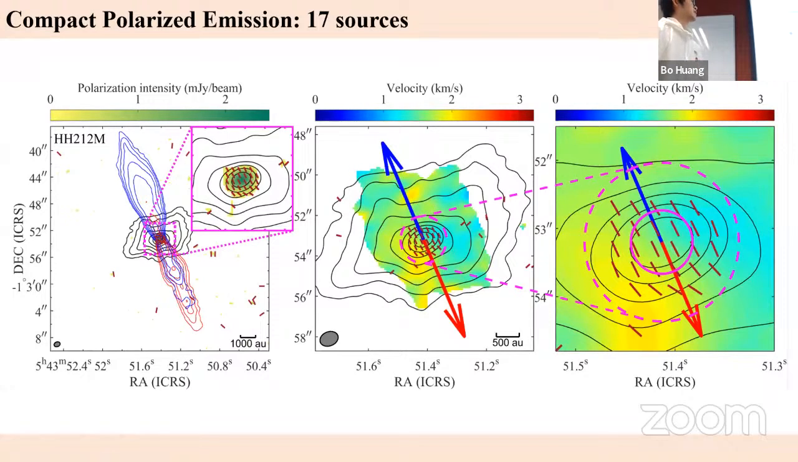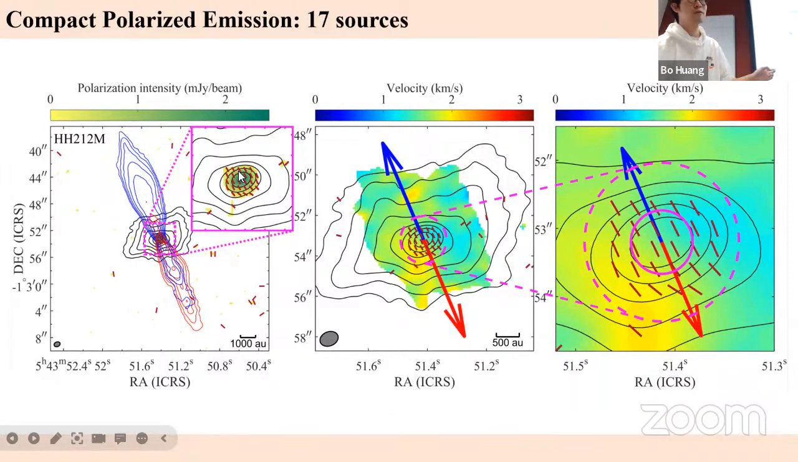So here are the results after data reduction. We have 17 sources with compact polarization emission. The color bar in the first column indicates the polarization intensity, which is very compact. We also fit this region, and we find that the polarization in this region is almost all from the disk. So it may be produced by self-scattering.